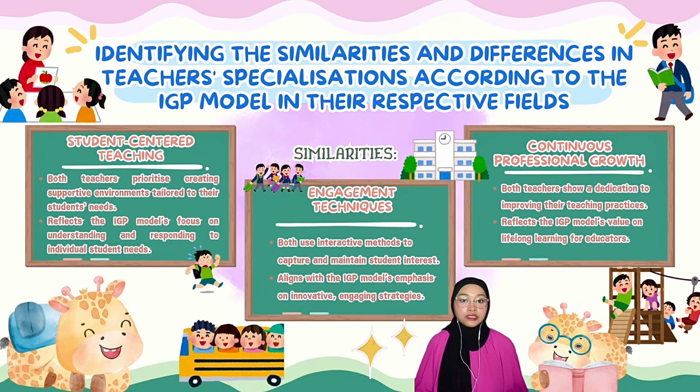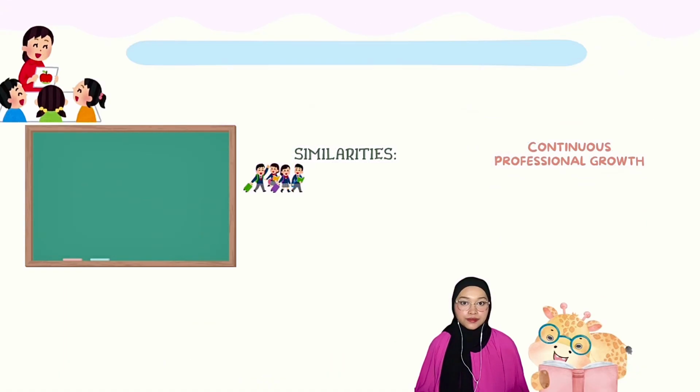Finally, both teachers demonstrate a dedication to continuous professional growth. Each teacher actively seeks ways to improve and evolve their teaching practices. Teacher Nazmi engages with online resources and professional development courses to stay current with teaching strategies, while Teacher Hidayah explores new activities and teaching aids suited for her young learners. This commitment reflects the IGP model's value on lifelong learning and growth for educators.